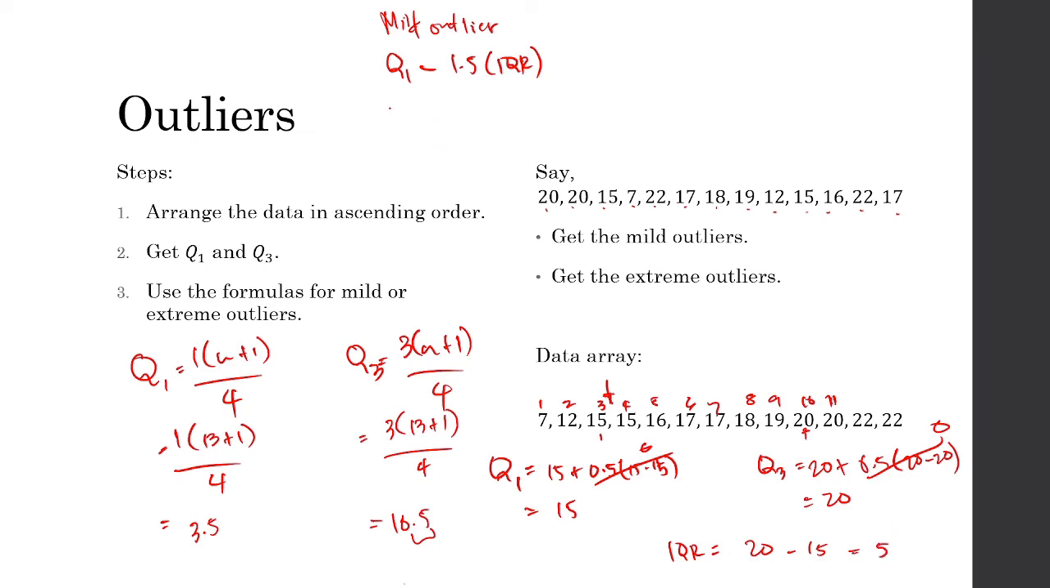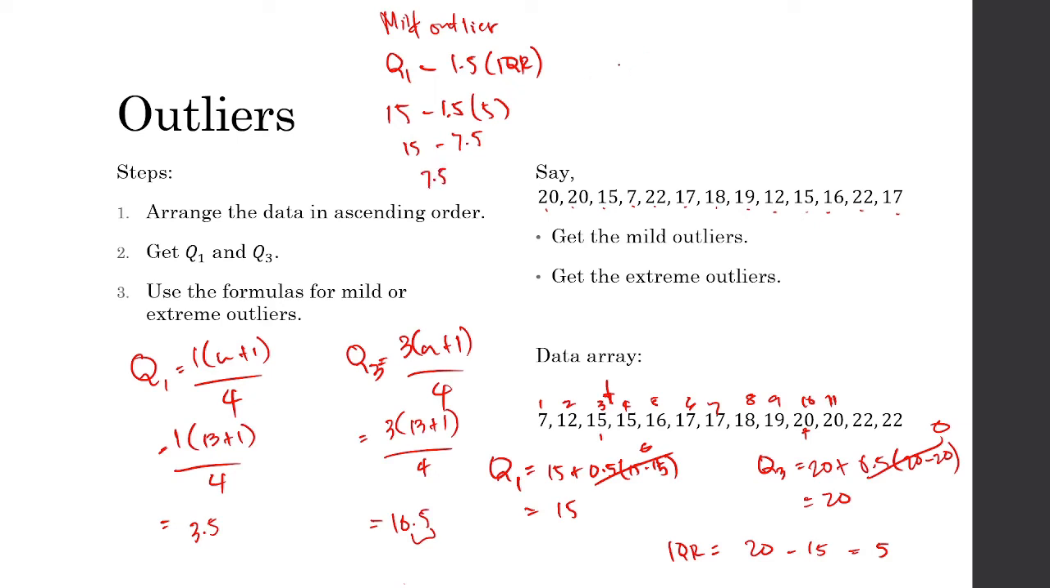So, solve na natin. First quartile is 15, minus 1.5 of IQR, which is 5. And 1.5 of 5 is actually 7.5. So, we will have there 7.5. So, we'll have here 15 minus 7.5 will be 7.5.